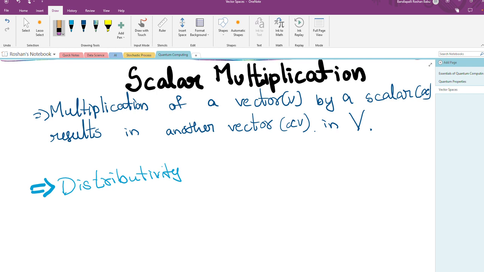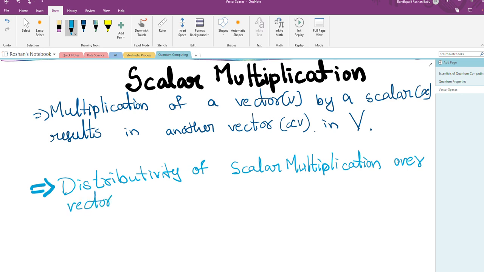Scalar multiplication is the multiplication of a vector by a scalar, which results in another vector that is also there in the vector space V. Okay, the first property is distributivity of scalar multiplication over vector addition.